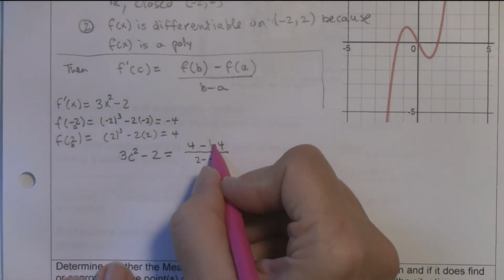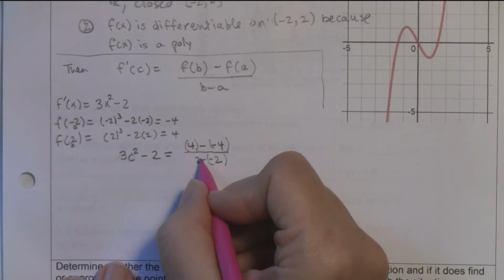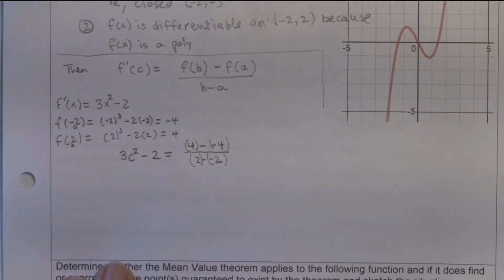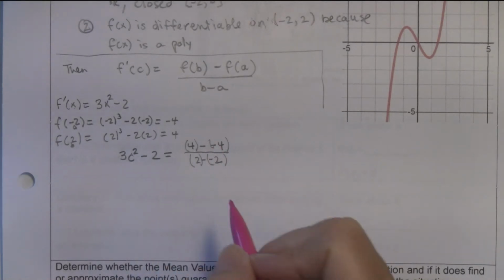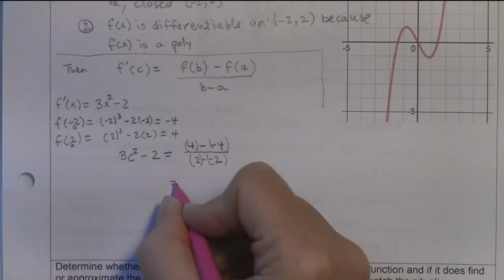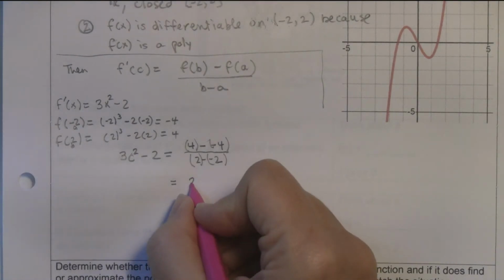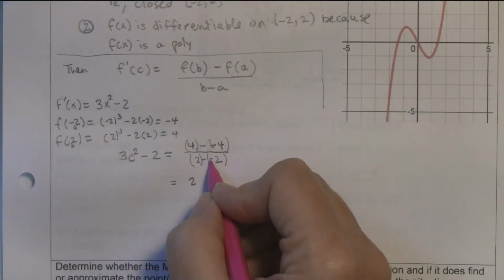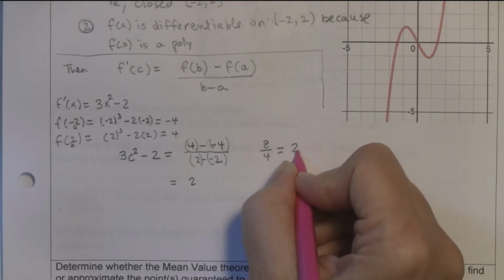If you like, put parentheses here. I like to put parentheses when I substitute. I tell my algebra students to do that. And so this is 8 over 4, which is 2. So this is equal to 2, 8 divided by 4.